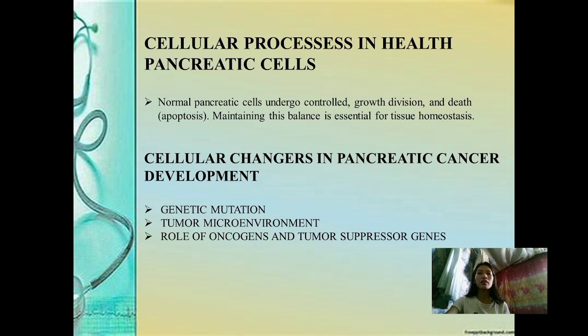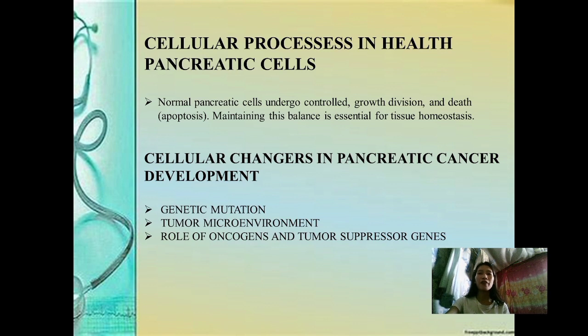Mutations in critical genes like KRAS, TP53, and SMAD4 can significantly impact cellular processes. KRAS mutations, for example, often result in uncontrolled cell growth signaling, promoting excessive cell division. TP53, known as the guardian of the genome, helps regulate cell division and can trigger apoptosis if DNA damage is irreparable. Mutation here can disrupt these controls, allowing damaged cells to survive and potentially form tumors.